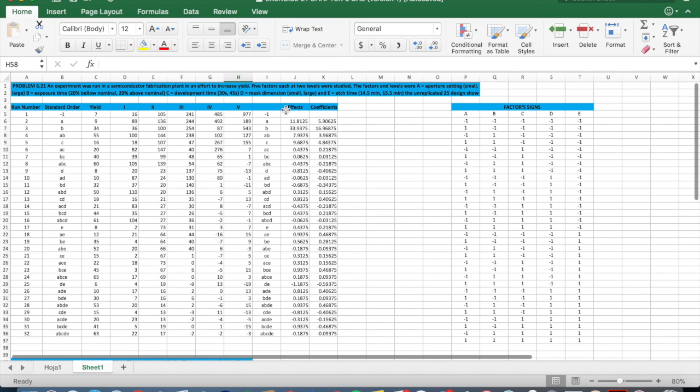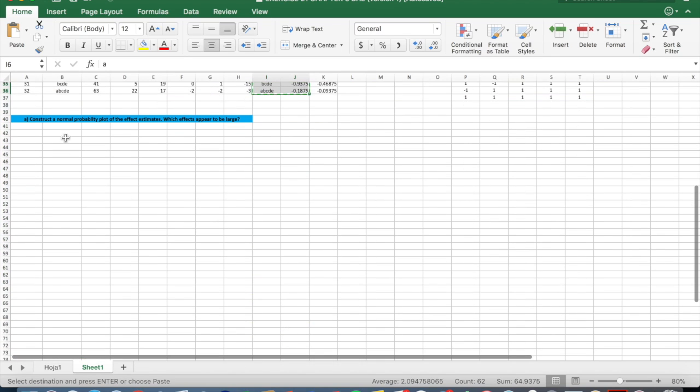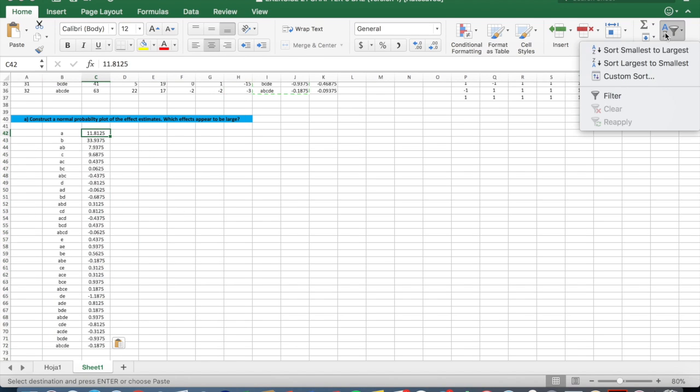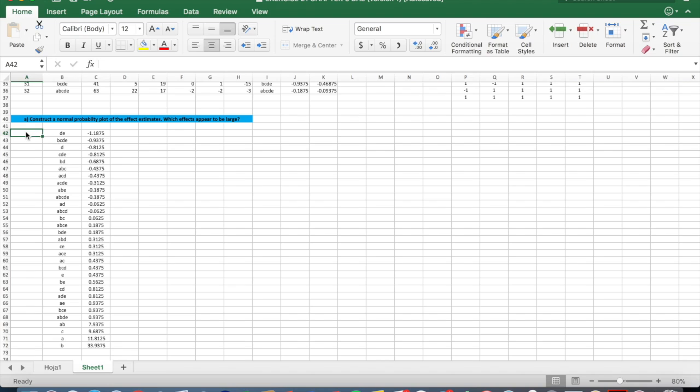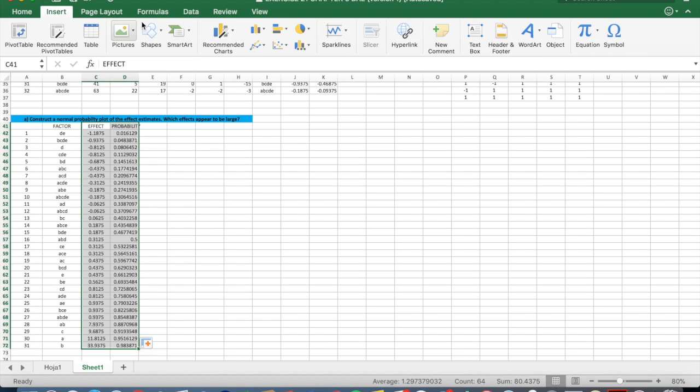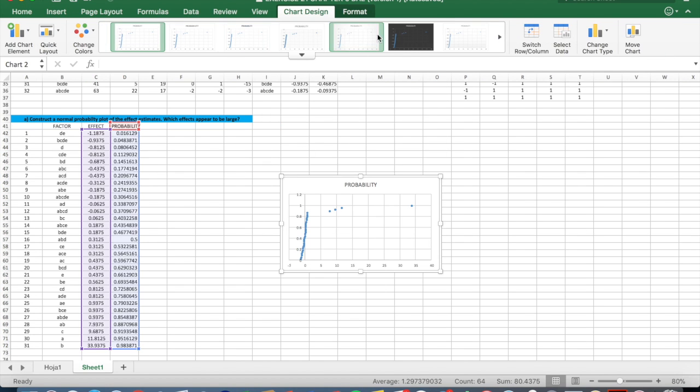After getting the effects, part A is asking us to get a normal probability plot of the effects to see which appear to be large. So we take the effects and sort them from smallest to largest, and get the probability, which will basically be the place minus 0.5 divided by 31, which is the number of data. We get all the probabilities, and we take those 2 columns to get a scatter diagram. As we can see, A, B, C, and AB appear to be the largest, so those are going to be considered our significant values, and we're going to see that in the diagram.